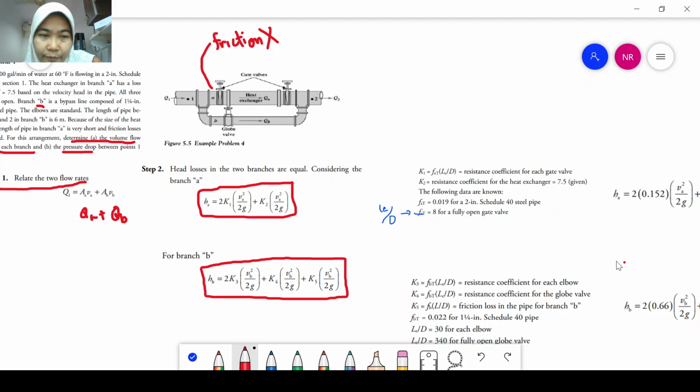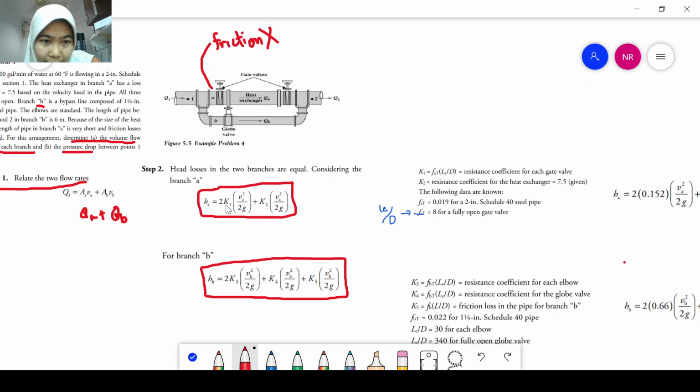Just now in the previous video, we stopped at step 2, right? Now we want to determine the head losses in the two branches. In branch A, it's stated like this. So let's see what is the meaning of these losses.